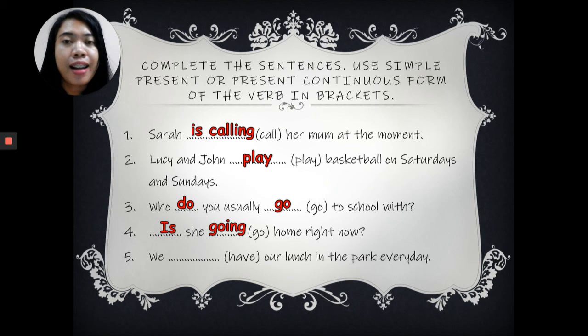And the last, number 5. We, have our lunch in the park every day. Every day is a time signal we use in simple present tense. So what's the answer for number 5? The answer for number 5 is, we have our lunch in the park every day.